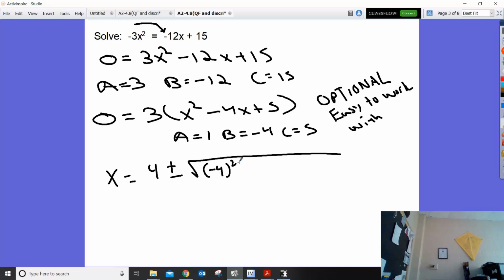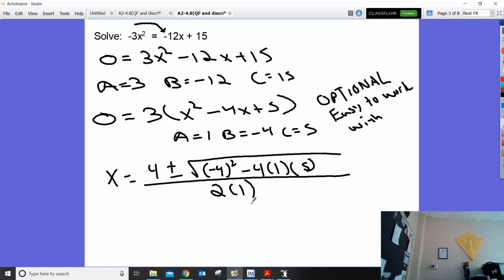It says negative 16. But if you use parentheses, what does it tell you? 16. Positive 16, which is what it is. Minus 4 times A, which is 1, times C, which is 5, all sitting over twice A. Calculator understands numbers.